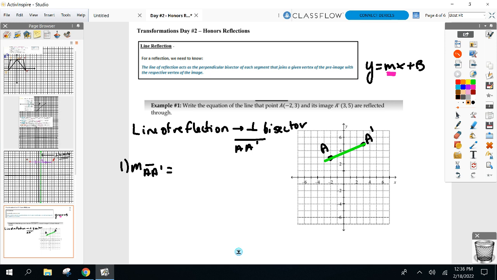Could I use the slope formula? Y2 over Y1, X2 over X1? Sure, I could, but it's already graphed, so why don't we just use rise over run? So go ahead, do your quick counting, rise over run. I'll ask somebody here in a second, what's the slope of AA prime?